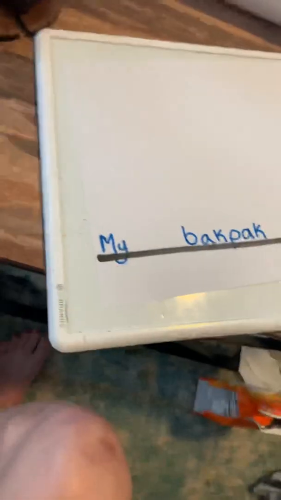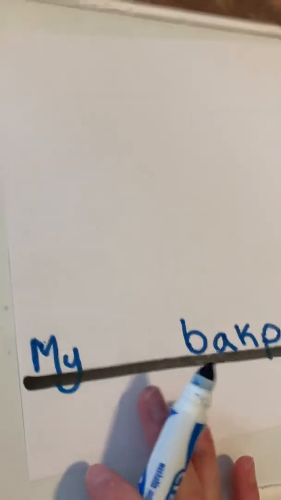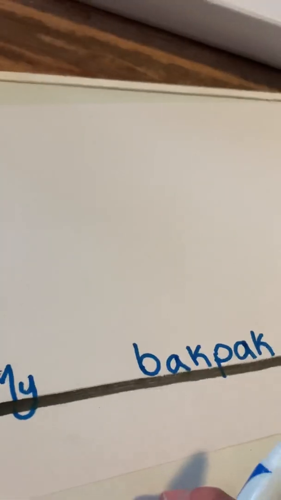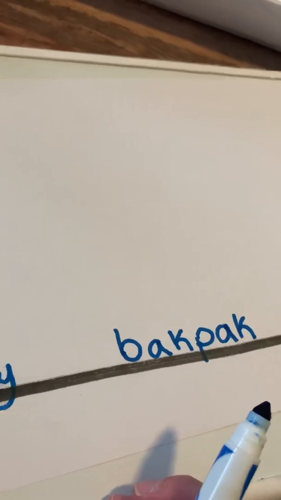Now we are ready to fill in this blank here. So we want to have an adjective that talks about what our backpack looks like. Now, Miss G has a blue backpack. So I think I'm going to write the word blue in here. Blue is spelled B-L-U-E. And blue is an adjective, just like brown when we were talking about Miss G's hair. Blue describes or tells me what color my backpack is. It's blue.